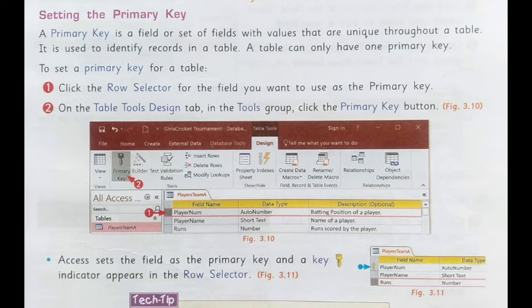You can see in Figure 3.10. Then, Access sets the field as the primary key and a key indicator appears in the row selector. You can see in Figure 3.11.